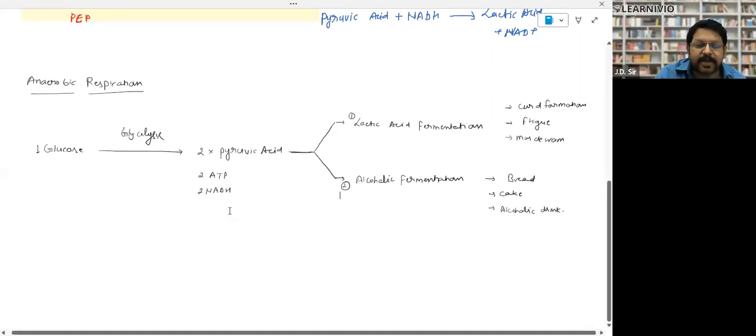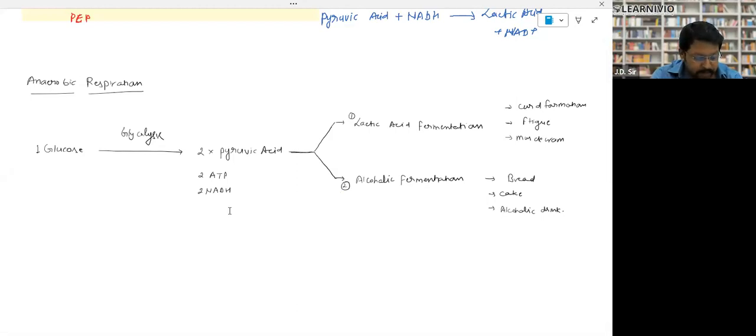So the next subheading will be alcoholic fermentation, or ethyl alcohol fermentation. It is quite common in fungi and bacteria.